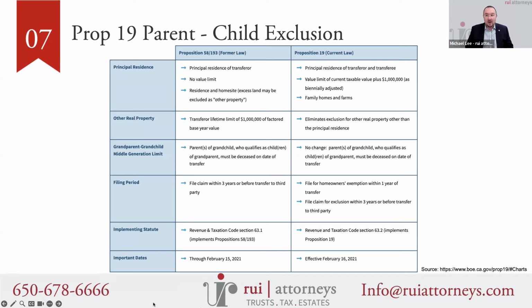It is very, very restrictive. Yes. So we know that originally Proposition 19 was brought up to help seniors and victims of wildfires or natural disasters. But as Michael mentioned, one thing they did change, which actually affects a lot of our clients, is the parent-child exclusion. So now we have a more restrictive parent-child exclusion after Proposition 19 passed. It was passed in 2020, but the effective date is February 16th, 2021.